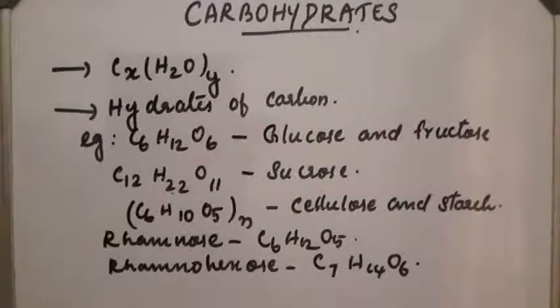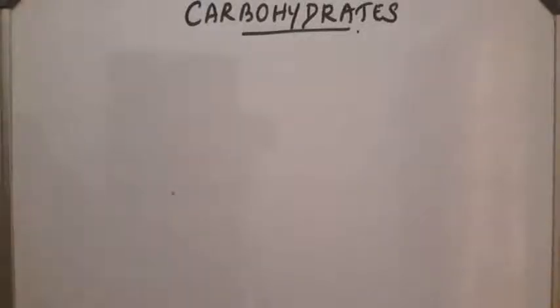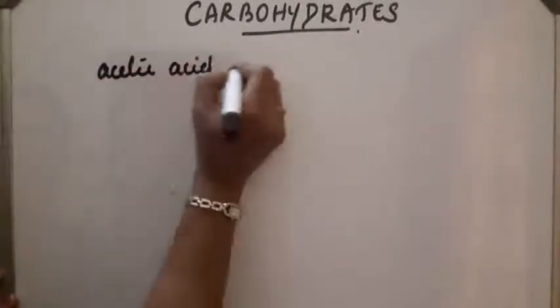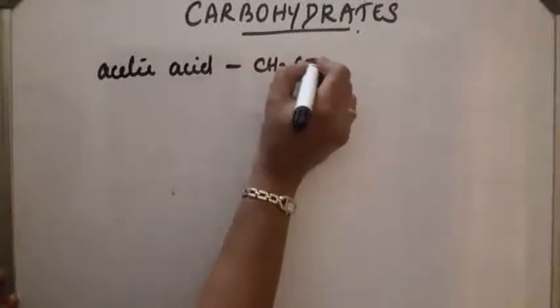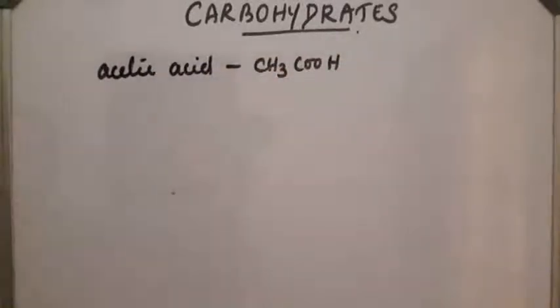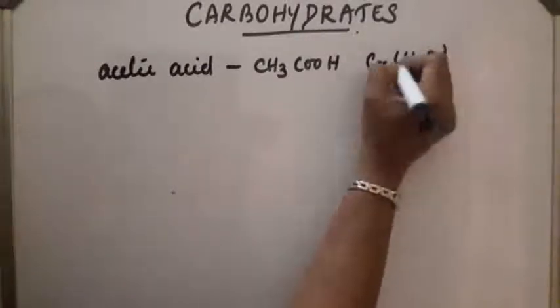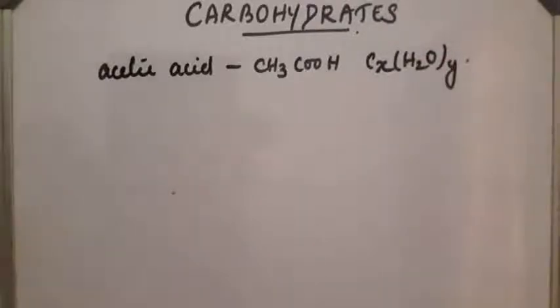But there are certain compounds which follow this formula but are not carbohydrates. An example of such a compound is acetic acid, CH3COH. We can say that it follows the formula CxH2Oy, but this is not a carbohydrate. So actually we cannot rely on this general formula for all carbohydrates.